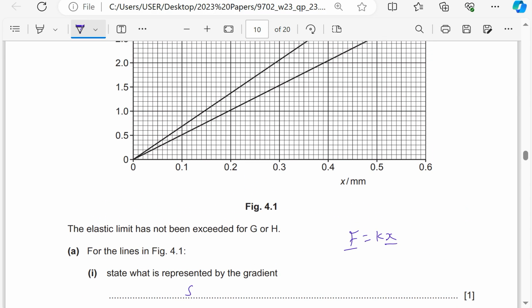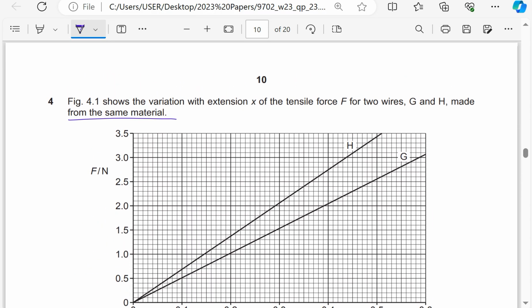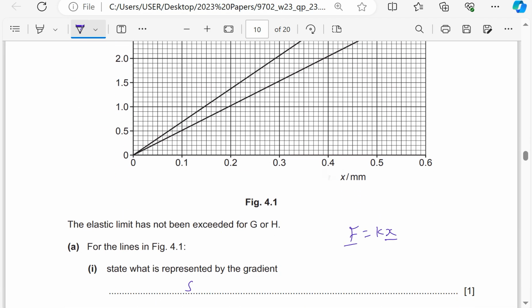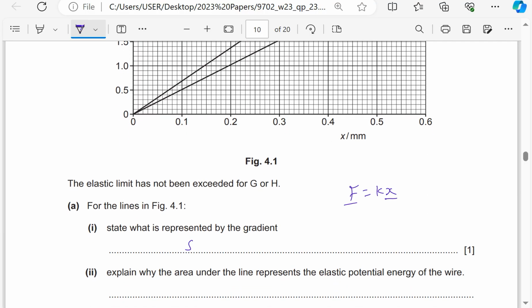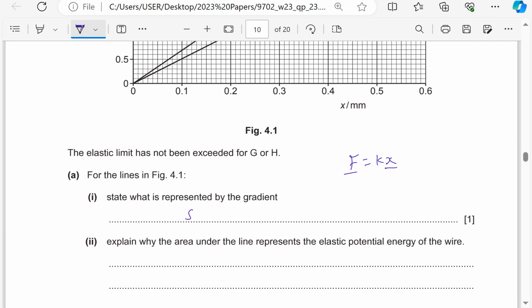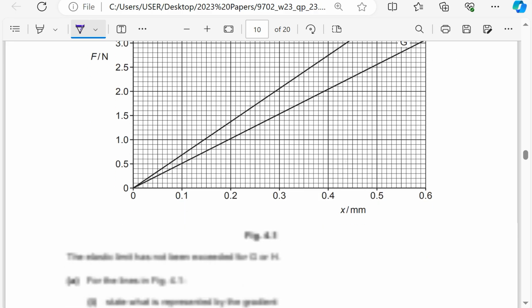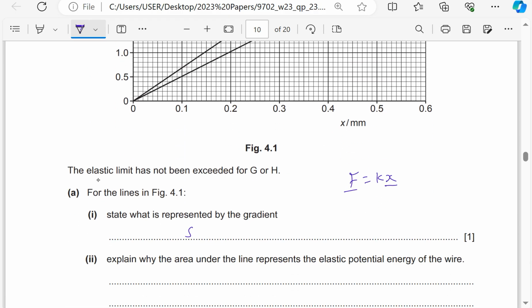I don't want to say spring constant, but I'll just say spring constant or the wire constant.